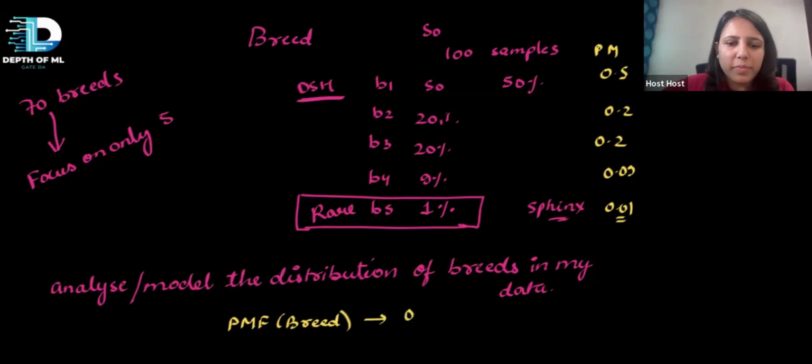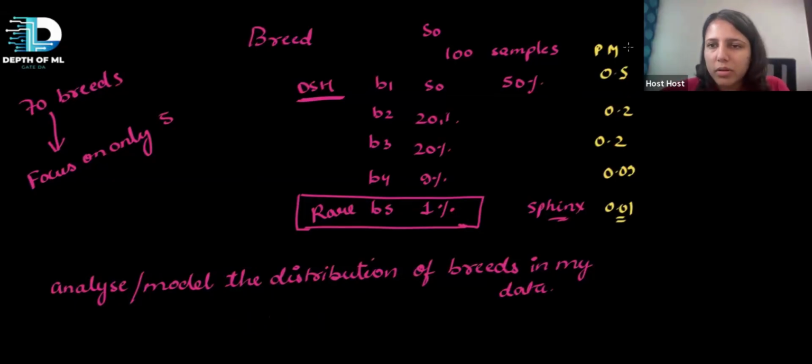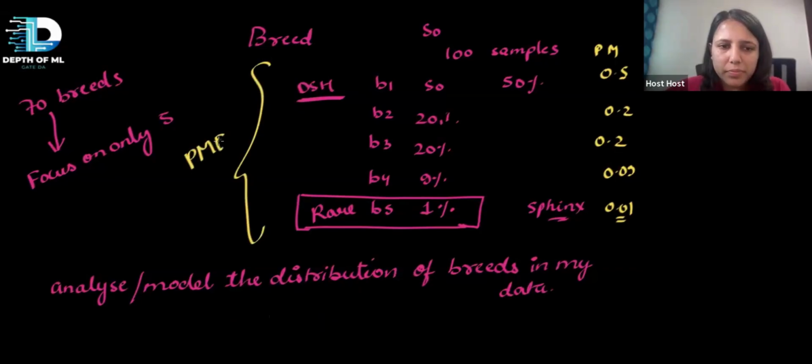So the PMF of breed I've got, I will write it here. If I do it like this, this is the PMF, right? We have estimated this PMF. This might not be true. Like in the real world, we don't know. There are 70 breeds. I can't get the data of all the breeds in the world. But whatever estimation I have, I can estimate a PMF, right?